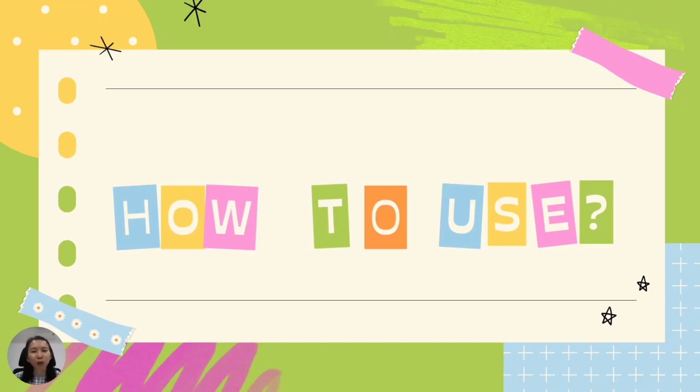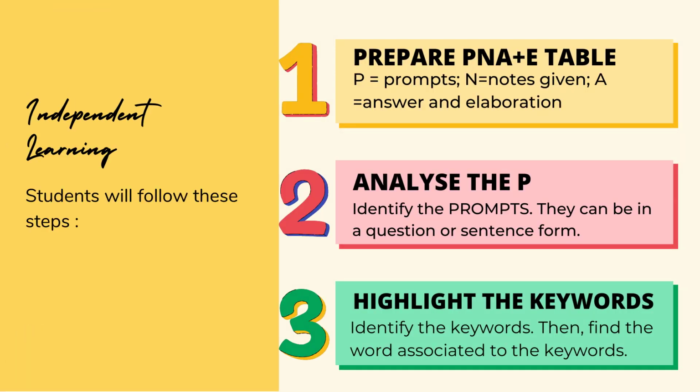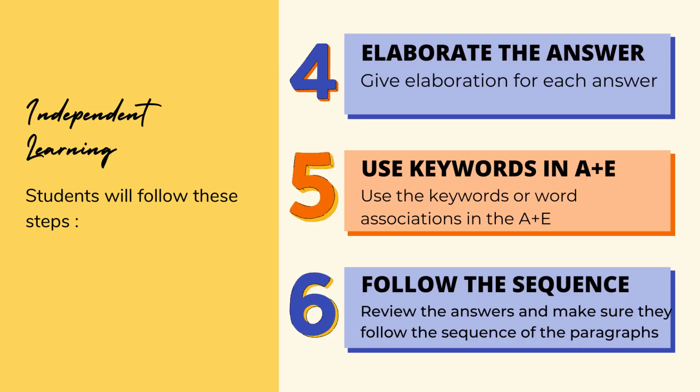Next, how to use the PNA+E table. Firstly, the students need to prepare the PNA+E table on a Google Doc or Google Slide. Then they have to analyze the P. The third step requires them to highlight the keywords. After the intervention of cycle 1, a step is added into cycle 2, where the students have to find the words that are associated to the keywords. Next, the students have to elaborate the answers, and they need to make sure that they use keywords in the A+E section.